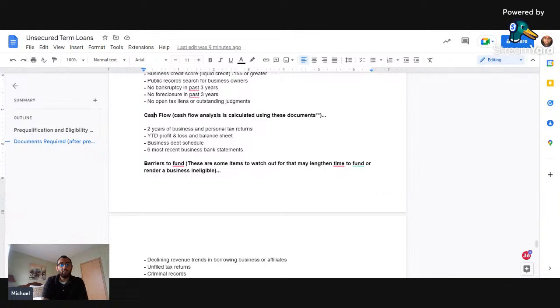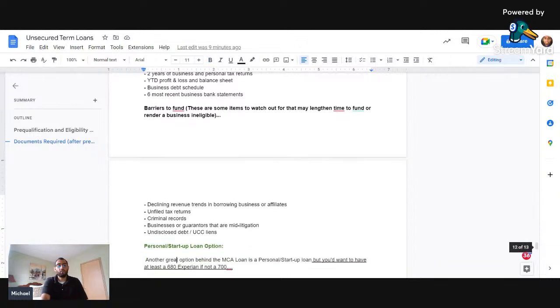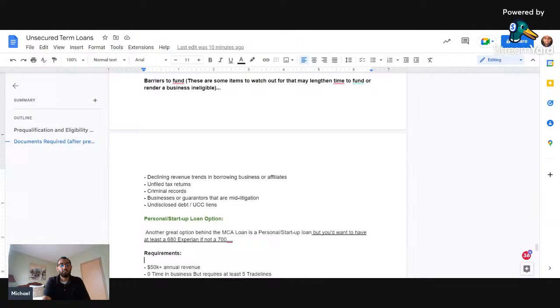And I should say that cash flow analysis is calculated using these documents: 2 years of business and personal tax returns, year-to-date profit and loss and balance sheet, business debt schedule, and 6 months of recent business bank statements. Barriers to funding: declining revenue trends, borrowing, business or affiliates with unfiled tax returns, criminal records, businesses or guarantors that are mid-litigation, and undisclosed debt / UCC liens.